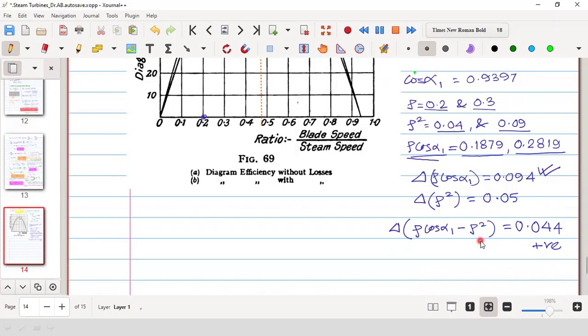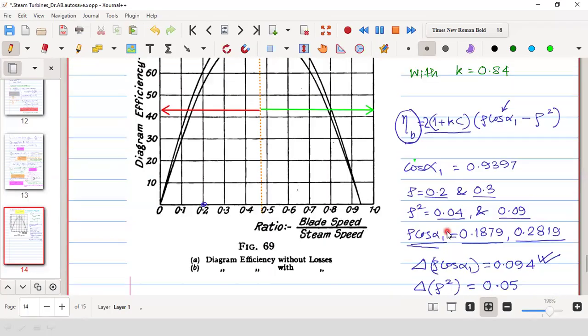Clear or not? The blade efficiency is due to the product of this and this.